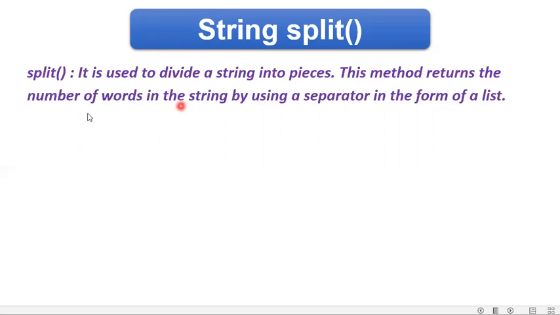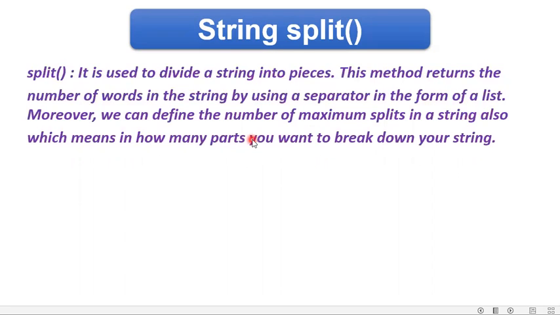This method returns the words in the string, using a separator, in the form of a list. So we have a complete string, for example a sentence, and now I want to divide the sentence into different words. So I'm going to get different words with comma separators in between, in the form of a list. Moreover, we can define the maximum number of splits in a string also. That means in how many parts I want to split my string, that also I can decide.